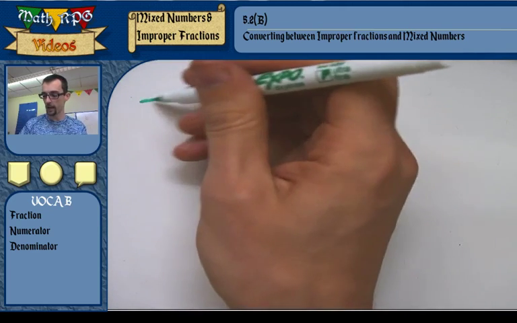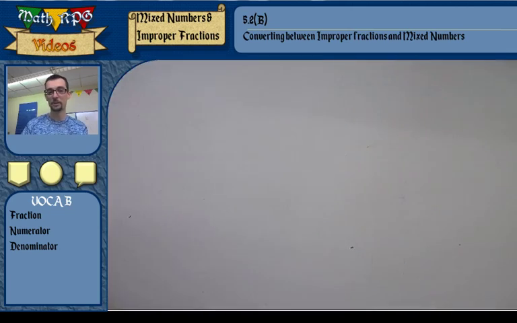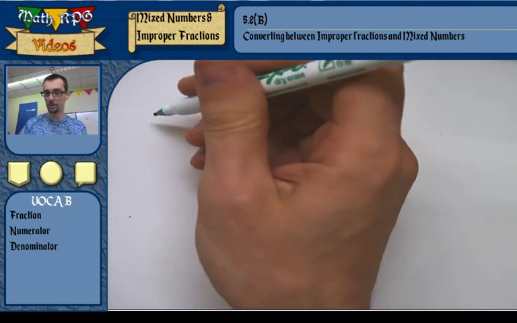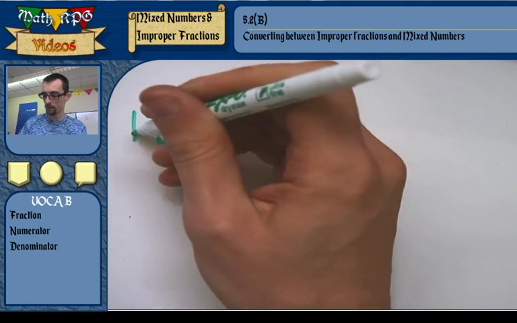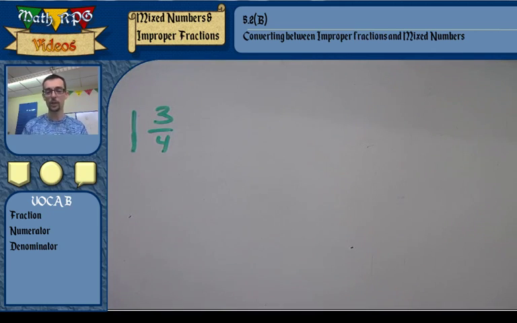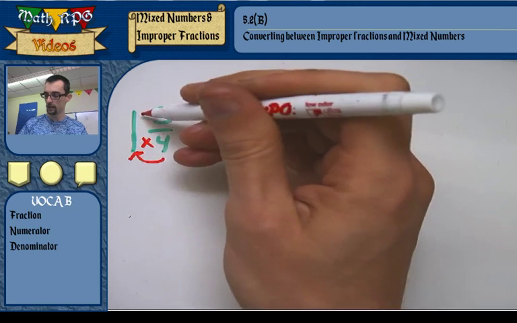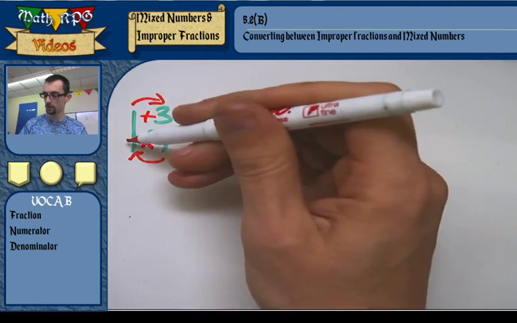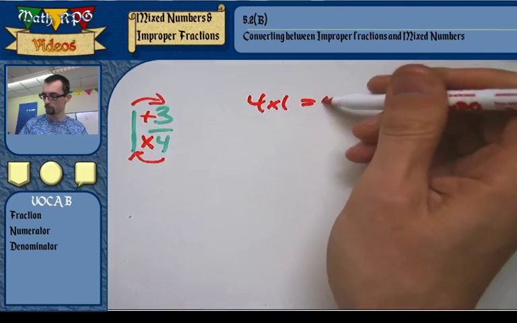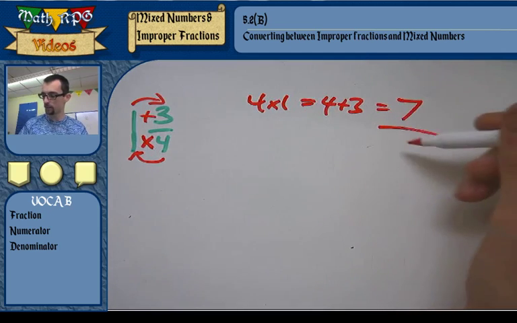So I'm going to do 5 halves. Make this into a, I'm sorry, we just did that, huh? We're doing mixed numbers to improper. So I'm going to do 1 and 3/4. Okay, so we'll do the trick first this time. So my trick is to multiply your 4 times the 1, and then add the 3. So I get 4 times 1 is 4, plus 3 is 7, and you keep your denominator the same, 4.